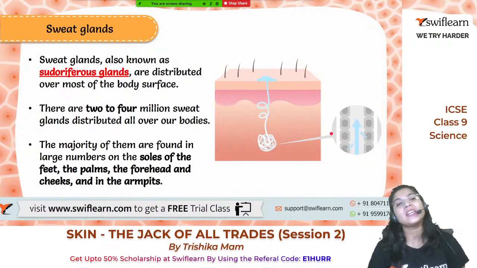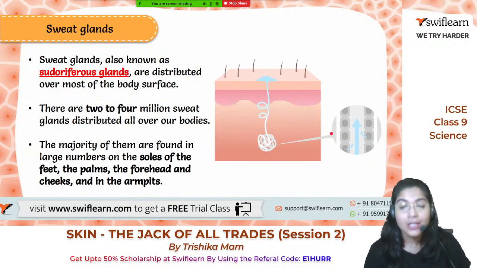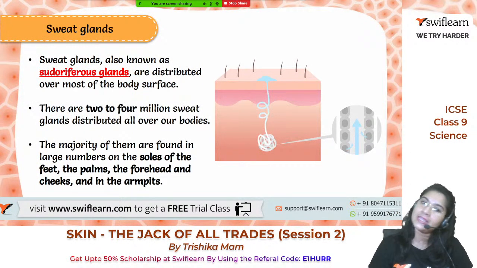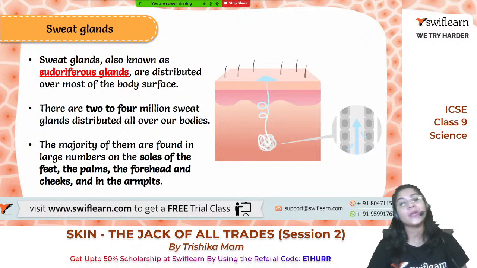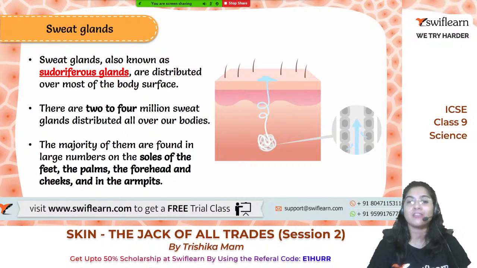Yes. Now let us move on to the sweat gland. So where is the sweat gland located? In the dermis only. Okay. And this sweat gland is also known as sudoriferous gland.